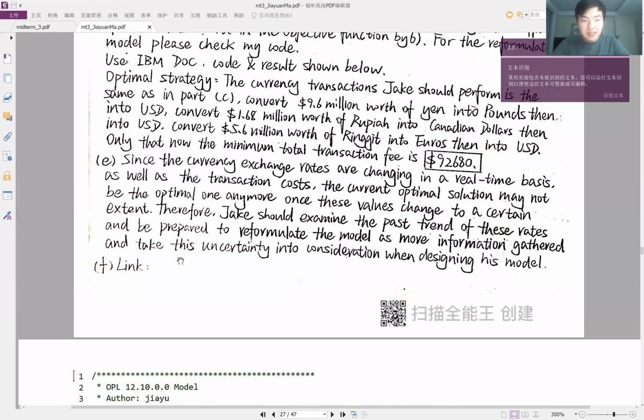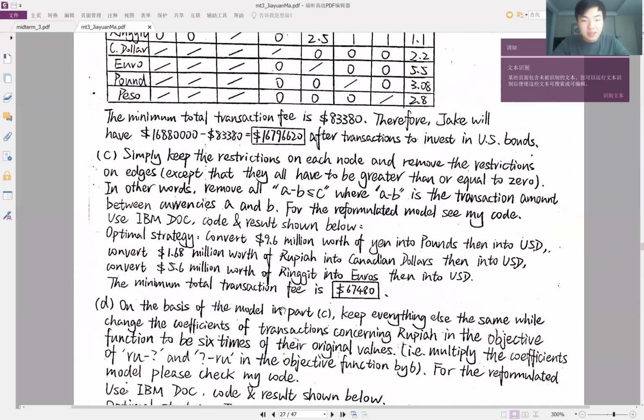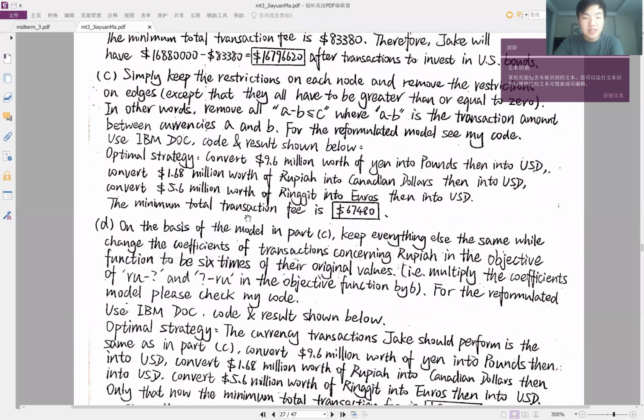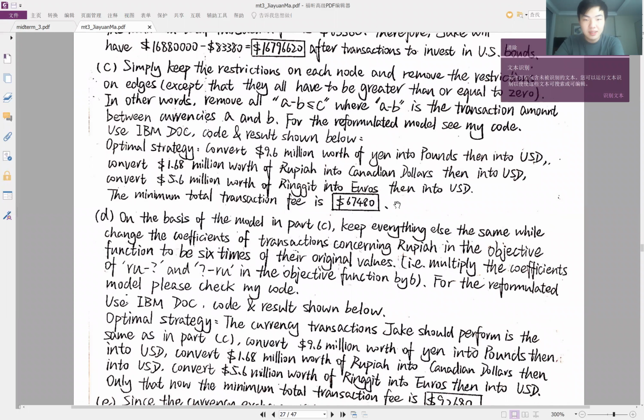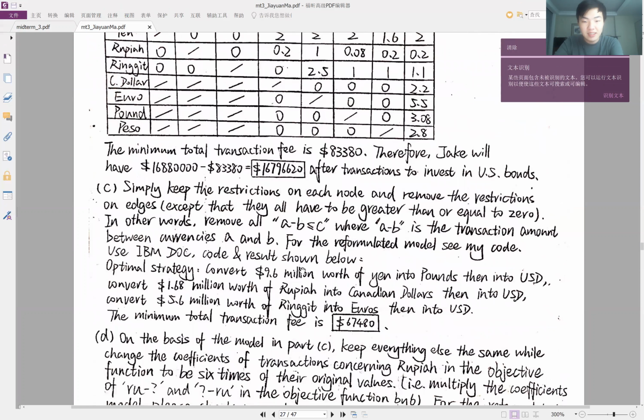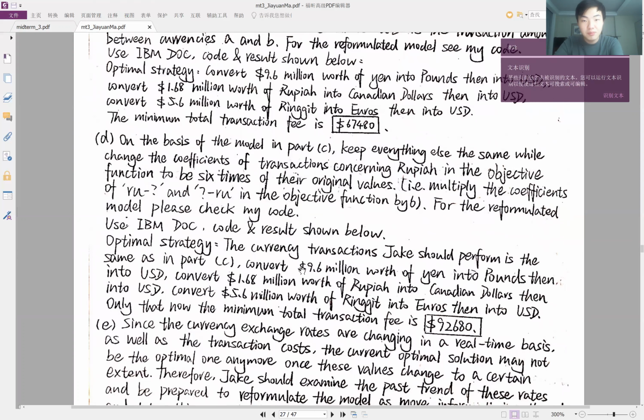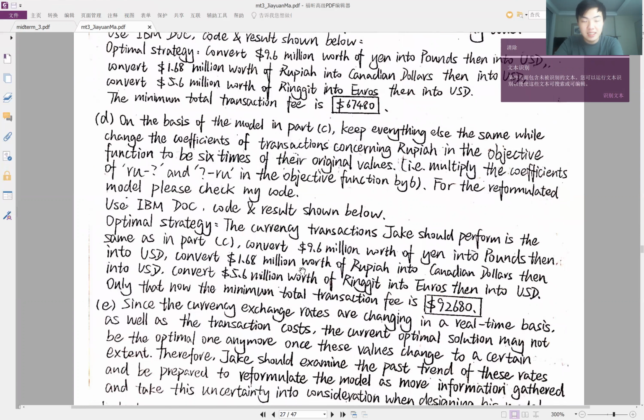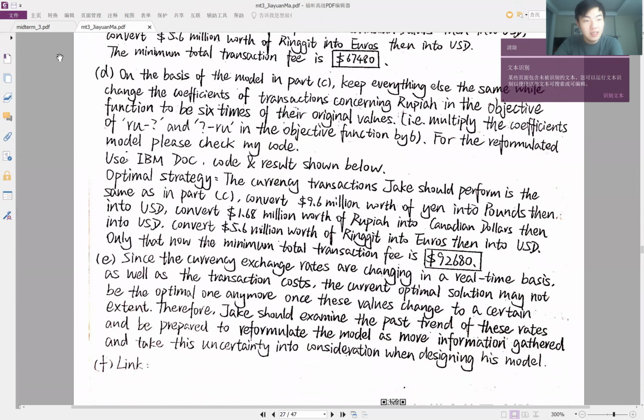And we obtain the new result, which is this number, $67,480, the minimum total transaction fee. This makes sense because this number is smaller than the first number, because we have fewer limitations. So possibly we can obtain an even better optimal solution.